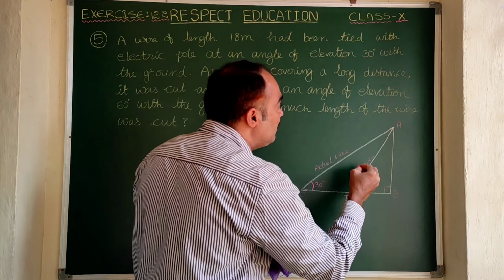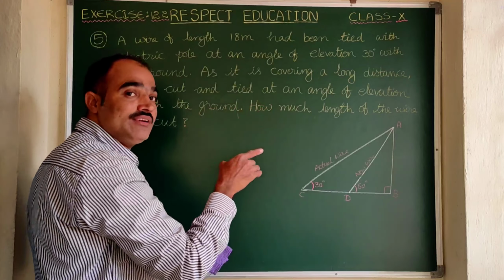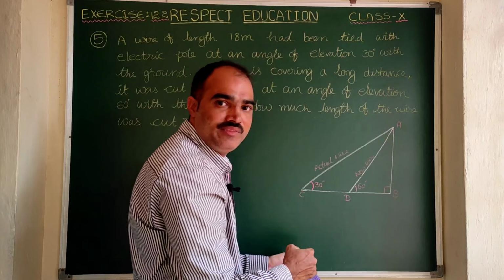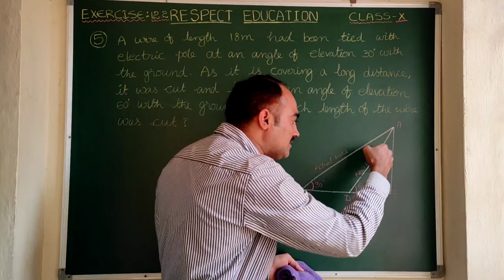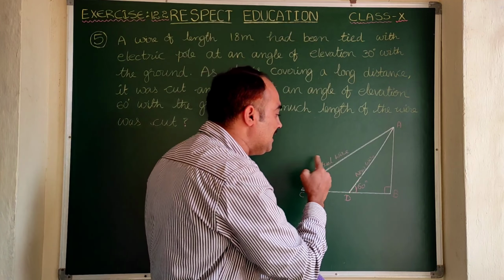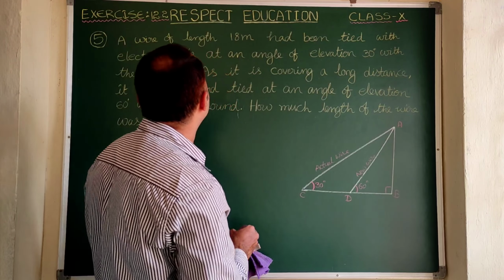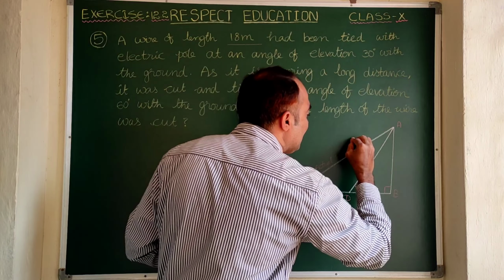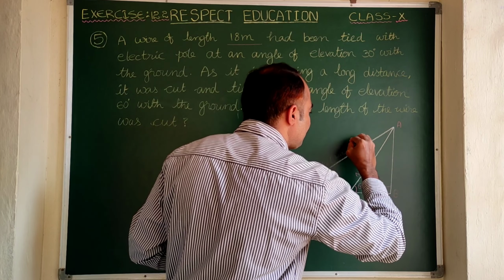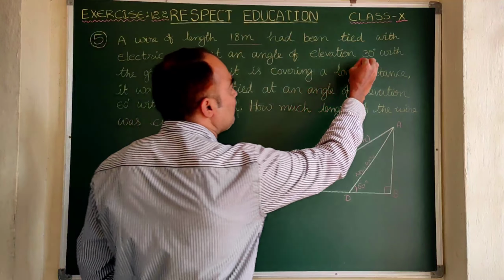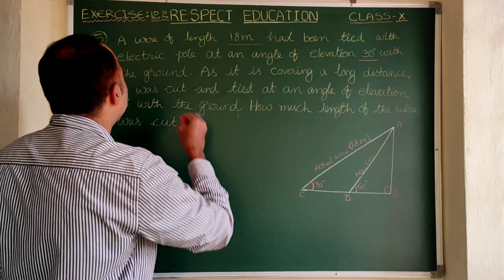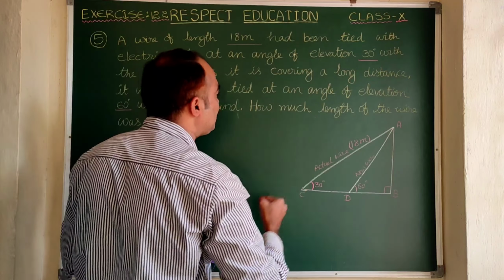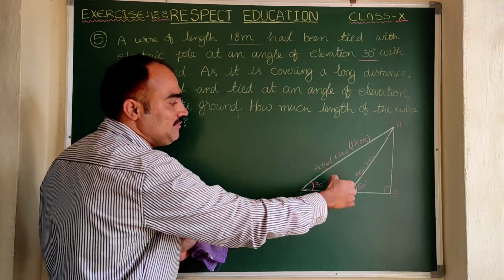We are asked to find how much length of the wire was cut from the wire AC. That means we need to find AC minus AD. AC was the actual wire, AD was the new wire. How much wire was cut? AC minus AD is to be found. Now, is there anything given extra? 18 meters was the length of the actual wire, so AC is 18 meters. The angle of elevation 30 degrees is mentioned in the diagram, and the angle of 60 degrees with the ground is also mentioned. Now how much length of the wire was cut? AC minus AD is to be found.